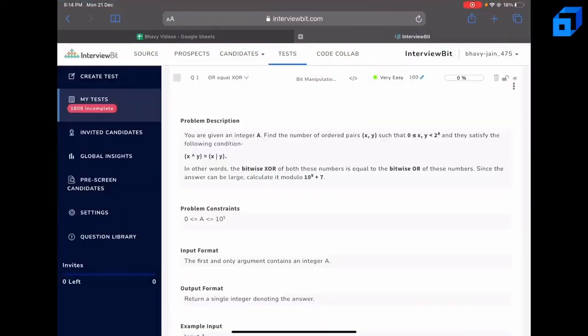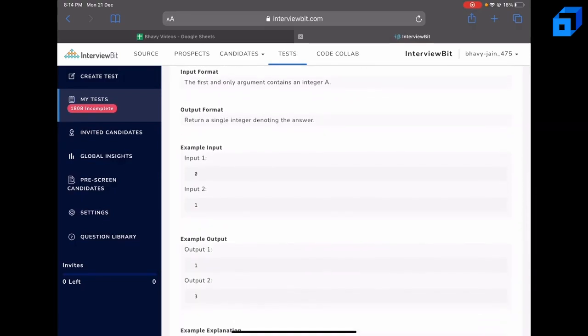Hey guys, I'm Bhavya. In this video, I will discuss the very easy problem and the medium problem of bit manipulation. So let's look at the easy problem, OR equals OR. You are given an integer a. Find the number of ordered pairs x, y such that x and y are greater than or equal to 0 and less than 2 raised to a, and they satisfy the following condition: x OR y is equal to x + y. In other words, the bitwise OR of both these numbers is equal to the sum of these numbers. Since the answer can be large, calculate it modulo 10 raised to 9 plus 7. A is less than or equal to 10 to the power 5 and greater than or equal to 0.